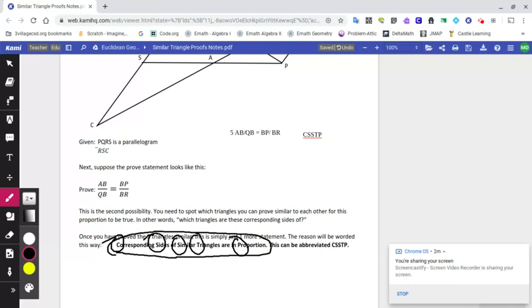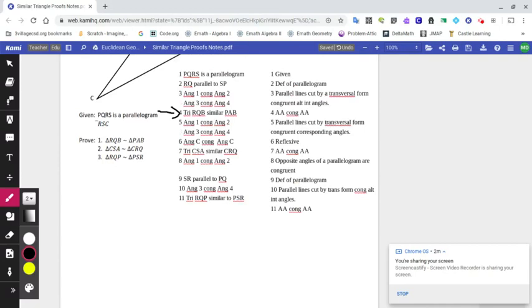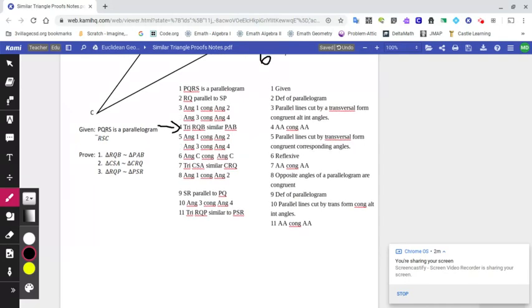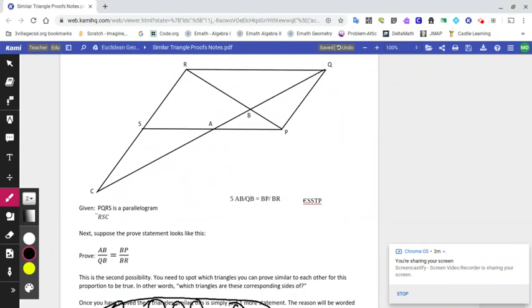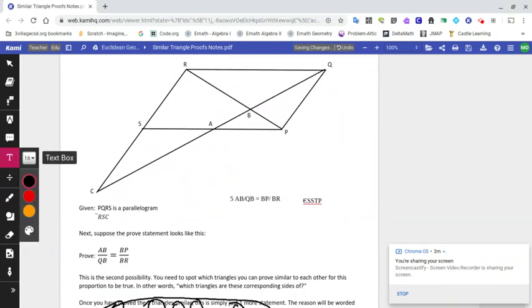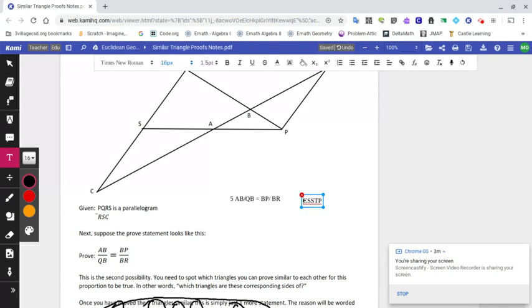If the proof statement is just a proportion, you spot the triangles and you go through the regular triangle similarity proof. In this example, it was steps 1 through 4. And my fifth step would look like this. It would simply be one additional statement with the reason CSSTP.